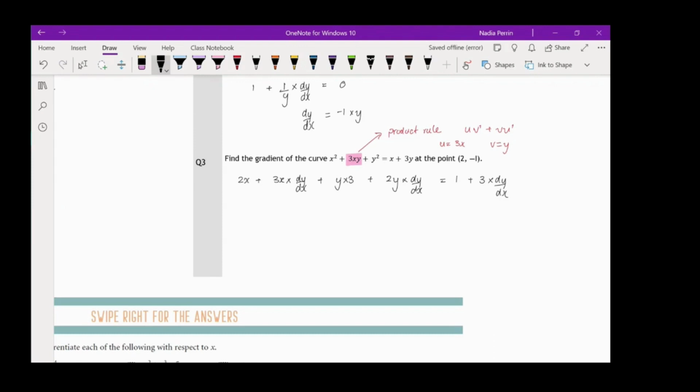Now again, we're going to try and make dy by dx the subject, so we're going to move everything with dy by dx onto the left-hand side, and everything that doesn't have dy by dx onto the right-hand side. The 1's already there. Bring over the 2x and the 3y. And then at this point, you can factorise it out. Okay, and then divide.